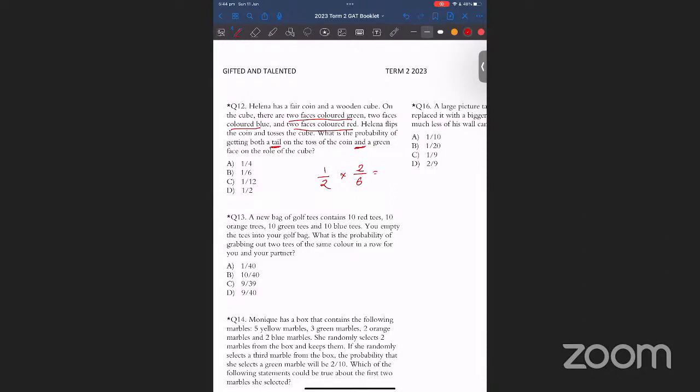All right. So you multiply these 2 probabilities and you get 2 over 12, which is the same as 1 over 6. That's right, 1 over 6.